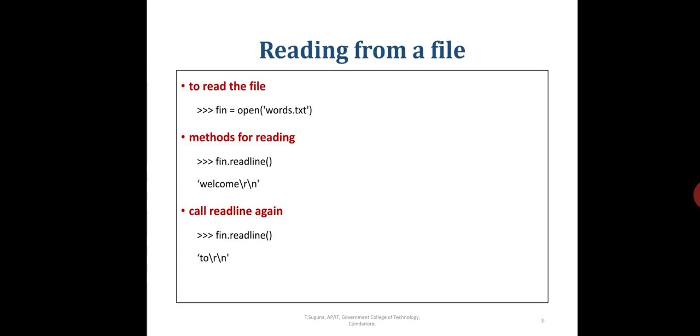Reading from a file. To read a file, the built-in function open takes the name of a file as a parameter and returns a file object you can use to read the file. For example, fn = open(), and within the parentheses we specify the file name within single quotes. Here, for example, we are using the file words.txt. Here, fn is a common name for a file object used for input.